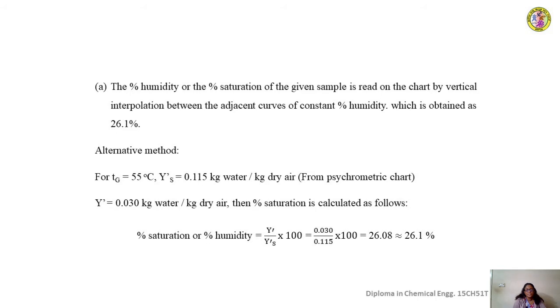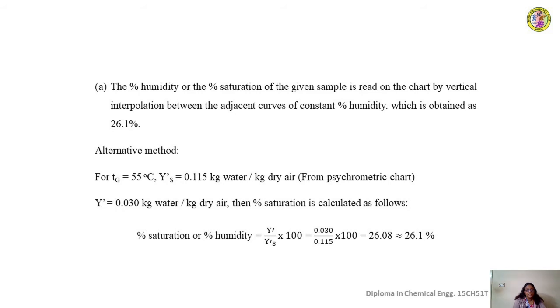An alternative method for obtaining this value is this: for dry bulb temperature 55 degrees centigrade, the absolute humidity at saturated condition is 0.115 kg water per kg dry air. This is obtained from the humidity chart. You know the value of y dash, 0.030 kg water per kg dry air. This is given in the question itself.